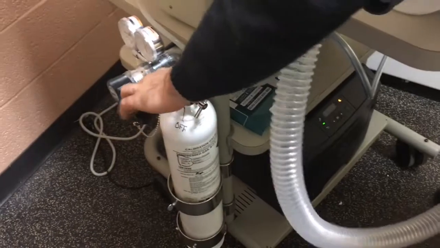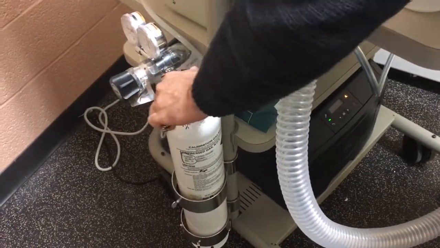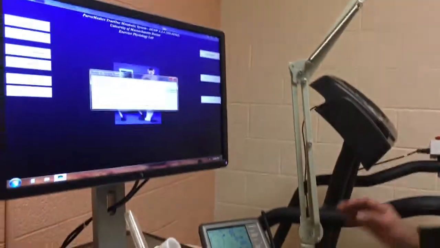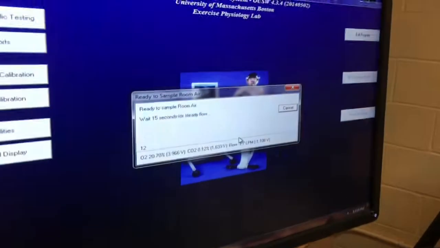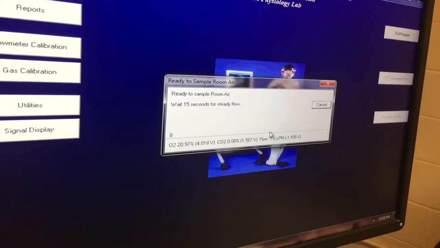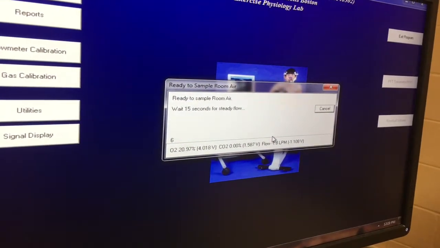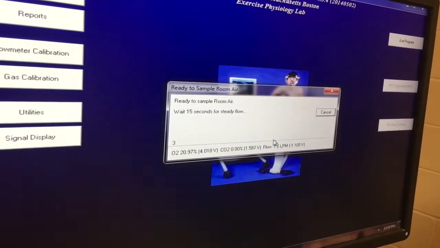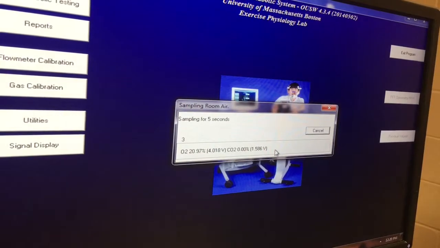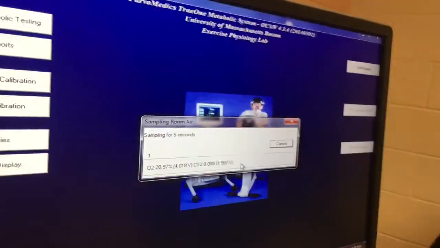Now we're going to turn this on, counterclockwise 90 degrees, and then I'm going to click OK, and it's going to sample the room air. Sampling.